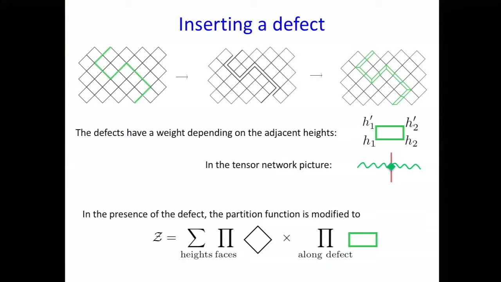Okay, so this is just a formula to say the words I said. You sum over the partition function. Calligraphic Z in the presence of the defect is the sum over all the configurations, again the product over the faces of the Boltzmann weights around each square, but then you get these Boltzmann weights along the defect. So this is the definition of a defect, not a topological defect.